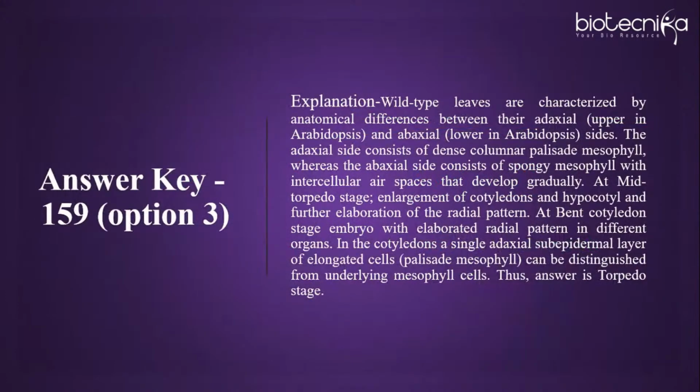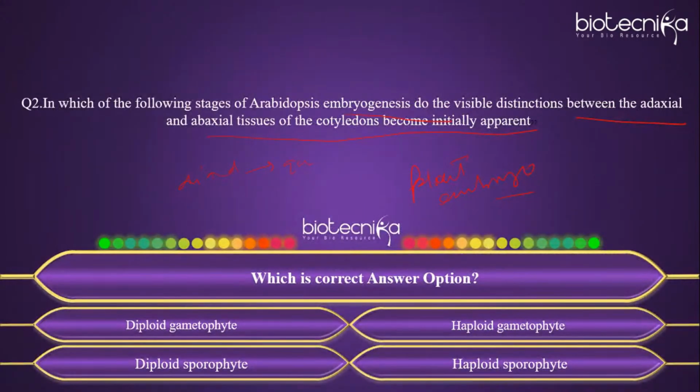It's option 3 once again. That is diploid sporophyte. Yes. So Arabidopsis again is a diploid plant, and it's definitely considered to be a phanerogam. So it's not a cryptogam. And again, whenever we are considering Arabidopsis embryogenesis, we have to think that adaxial and abaxial tissues will be prominent in that sporophytic stage only, but not before that.